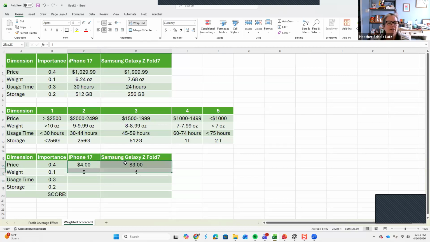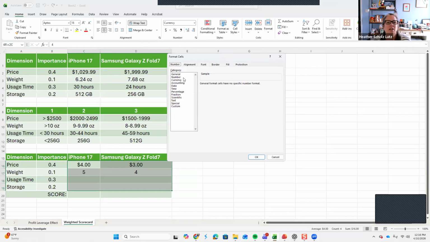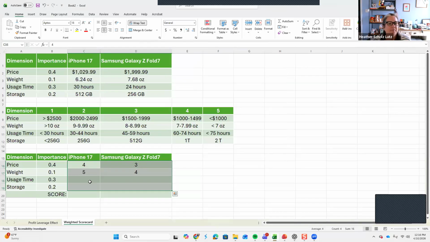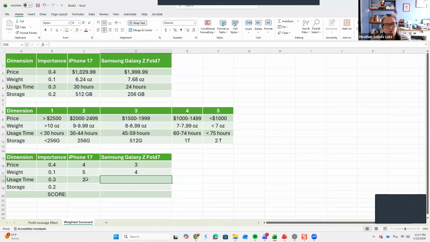Oops, I don't know why these are showing as dollars there. Let me just change it all to general numbers. Okay, the next one, usage time. The iPhone, it says, can work for 30 hours, so that would be a 2. 24 for the Samsung would be a 1. Storage, 512 would be a 3, and 256 would be a 2. So again, we're just translating all those different variables into a standard number between 1 and 5.